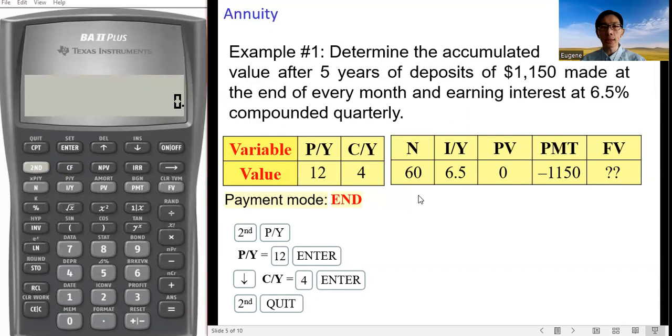And then clear the TVM worksheet by pressing second and then CLR TVM to clear the memories if necessary. Key in N. N is 60. So 60 for N. And then IY 6.5.